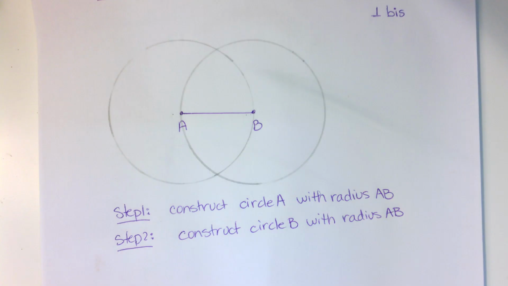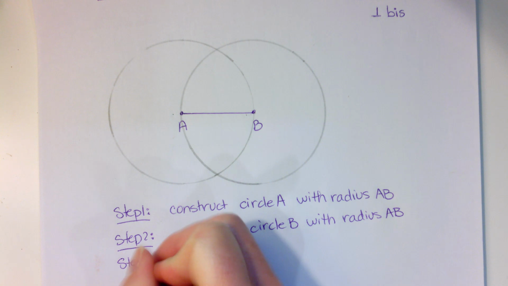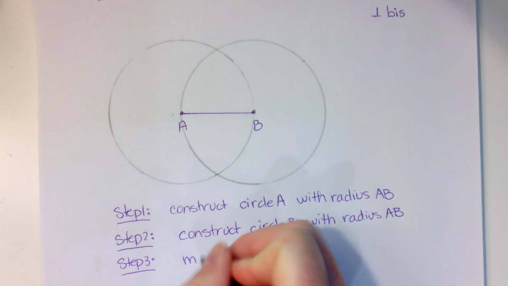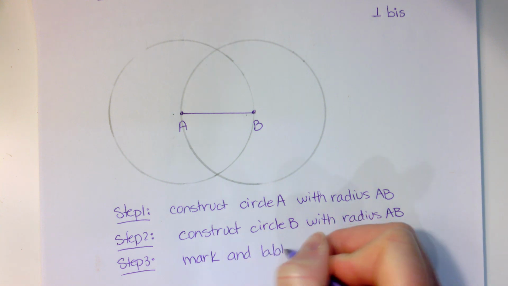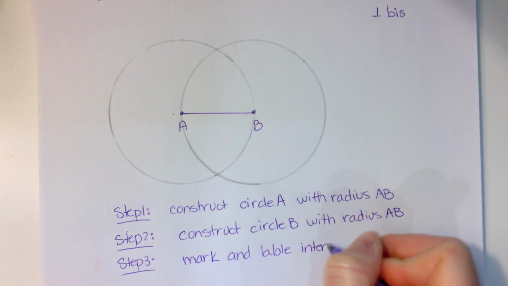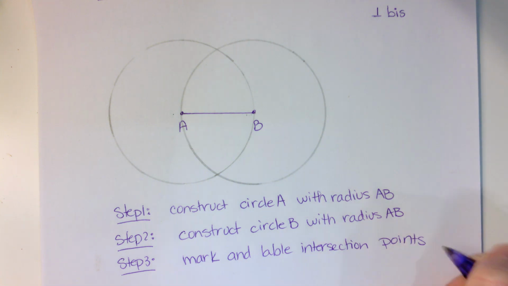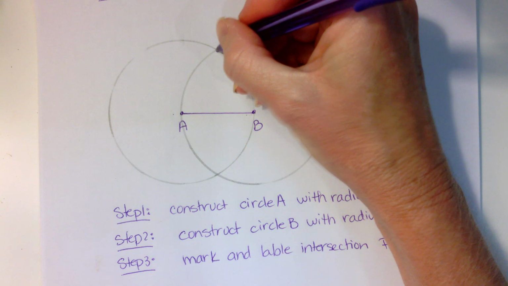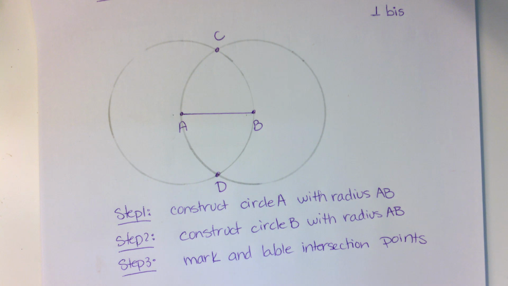This is a very familiar diagram. We did it in lesson 2 as well. So now your circles intersect in 2 places. So step 3, we're going to mark and label intersection points. In this case, I'm going to label the one at the top C, and I'm going to label this one D, although the letters aren't that important.